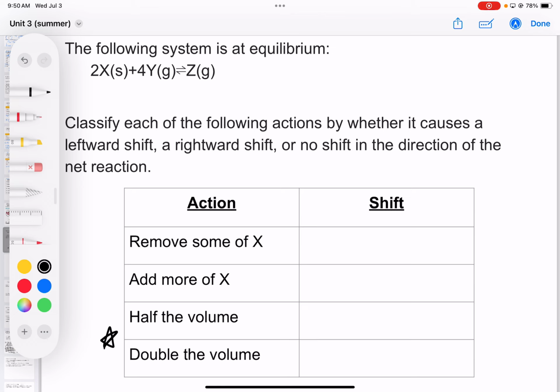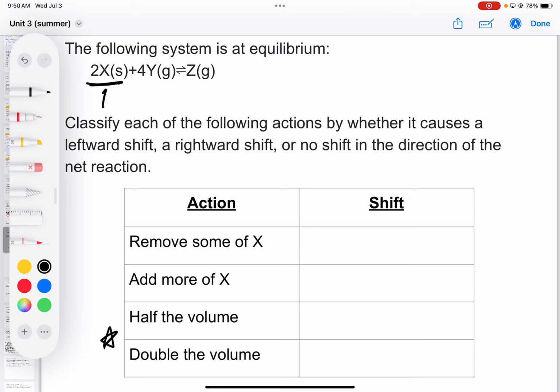A little bit of a trick here. That's a solid, and remember, solids and liquids, we don't incorporate them into the equilibrium constant. Don't worry too much why, because the answer we give is actually a lie, so unless you're a chemistry major, you wouldn't actually get a real answer. So just don't include those in the equilibrium constant. So similarly, they won't be involved in any of these shifts.